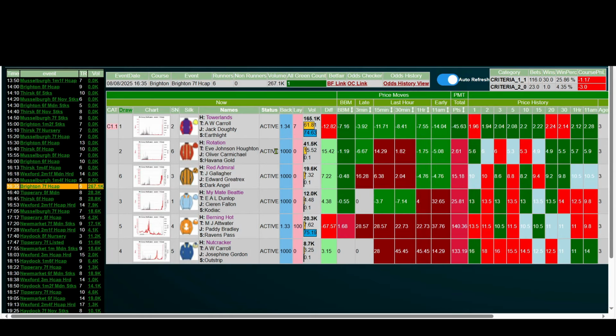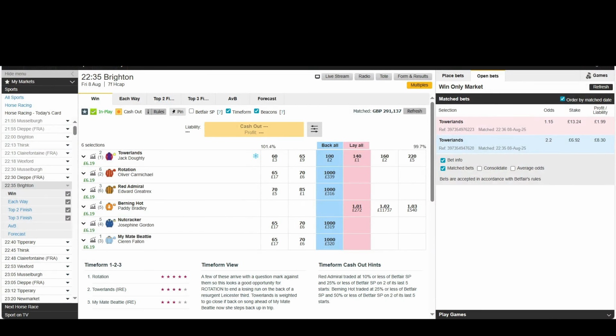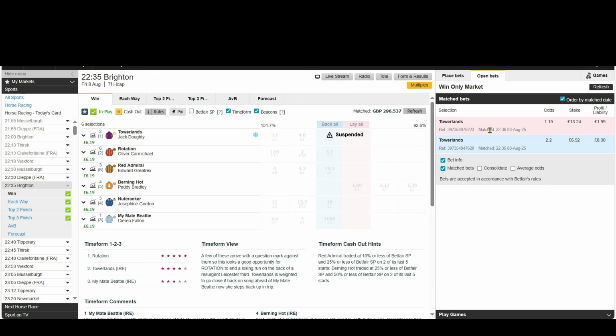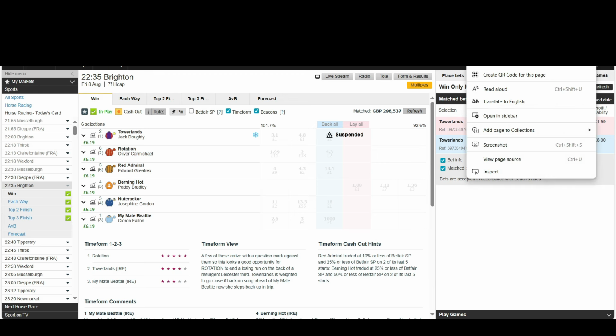My goodness. What do you reckon? Towerlands has lost it. But another thing for us is that we laid off Towerlands, so we've made money. So my point earlier on about having that low 15% lay system has worked. Towerlands beaten there. I didn't think you could lose, but incredibly, I mean, I don't even a photograph.